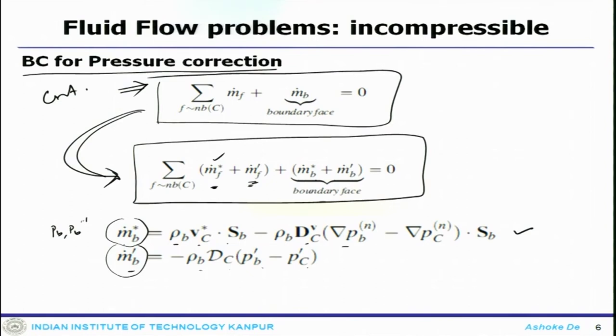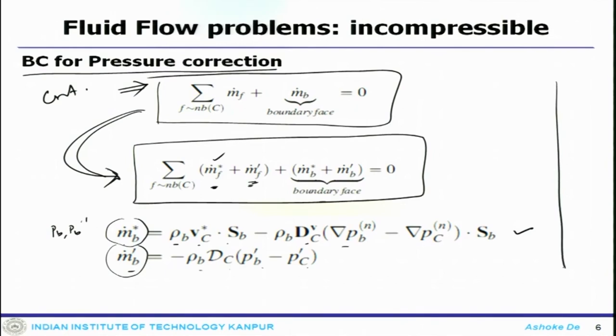So far, whatever discussion we have done, the first type is designated by a specified mass flow rate, where we can apply that m dot b to be 0. Now, this is how for the pressure corrections equation one has to do.